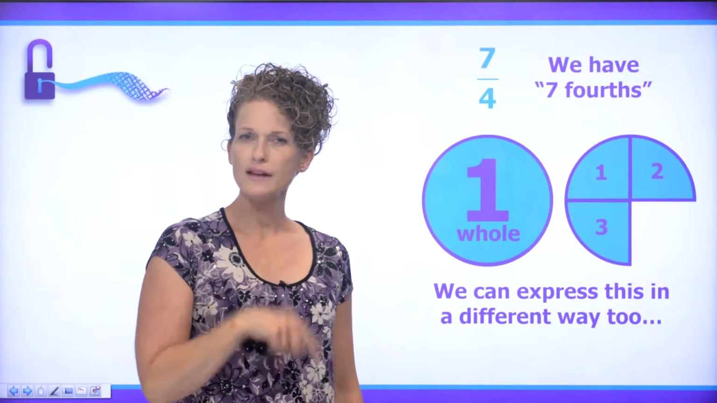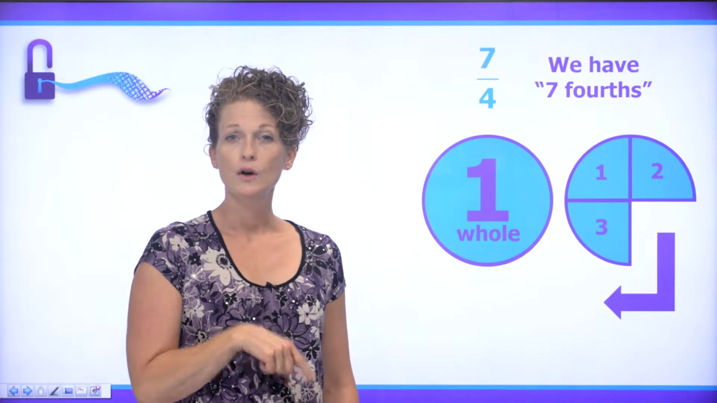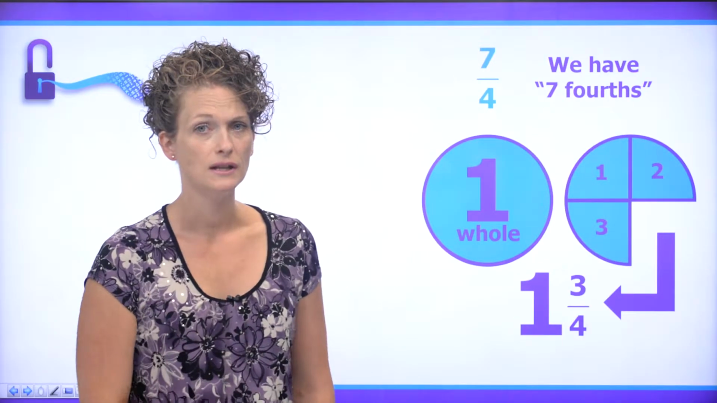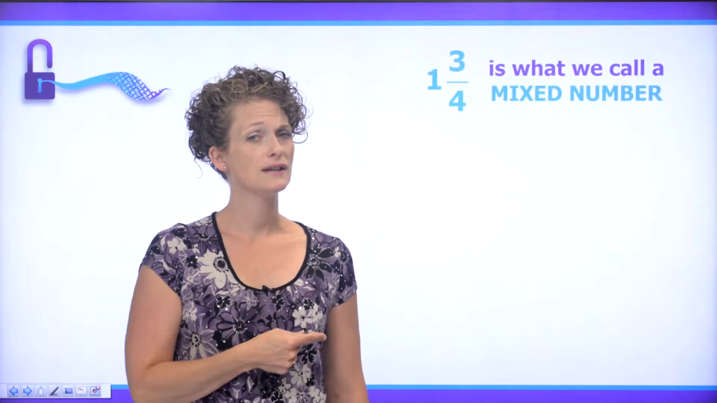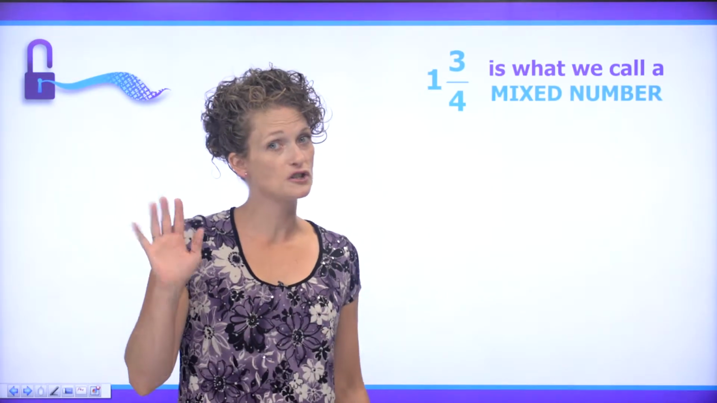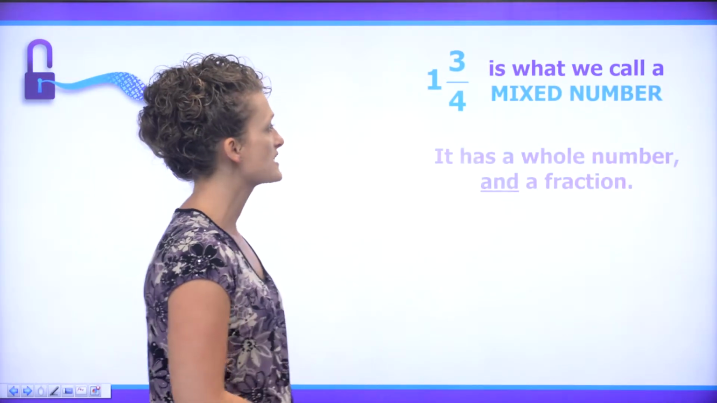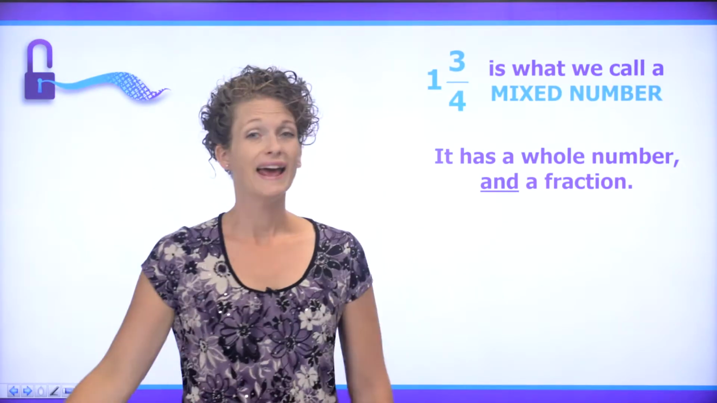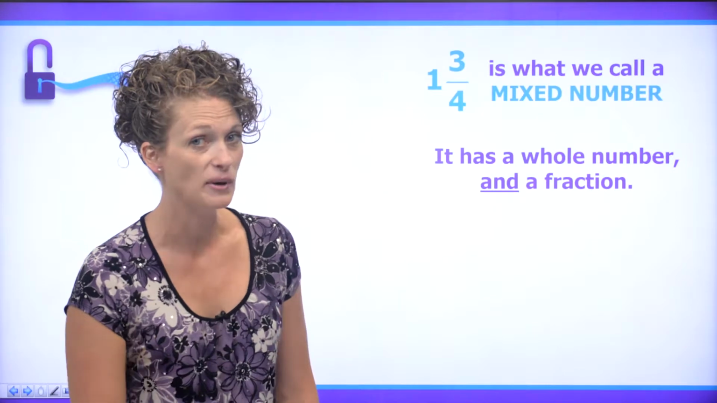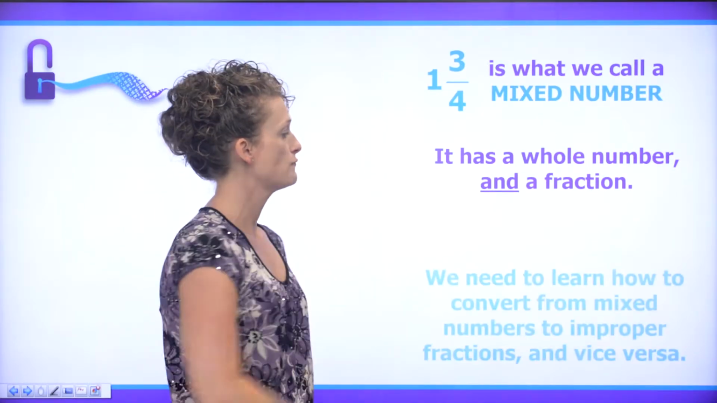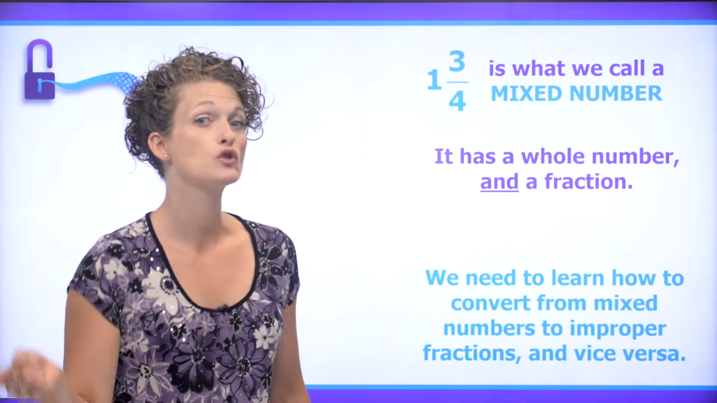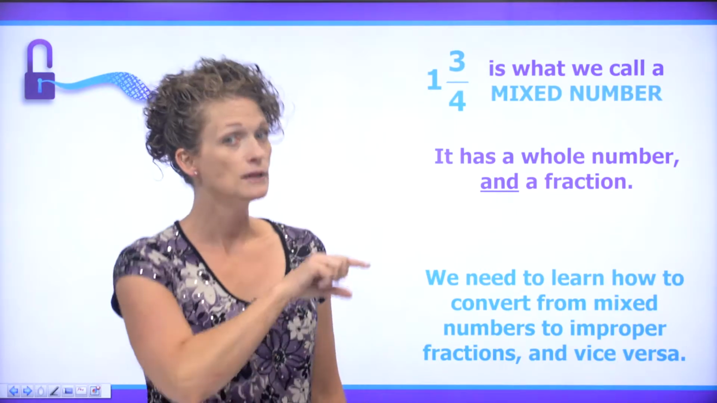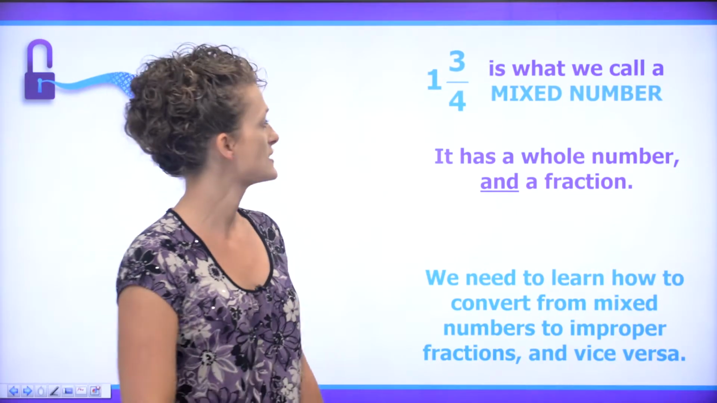So how do I write that as a number? Well, I write it as 1 and 3/4. Now this 1 and 3/4 is called a mixed number. You know, special names. And we call it a mixed number because it has a whole part, which is the 1, and it has a fraction part, which is the 3/4. We're going to learn how to switch from improper fractions into mixed numbers and mixed numbers into improper fractions.